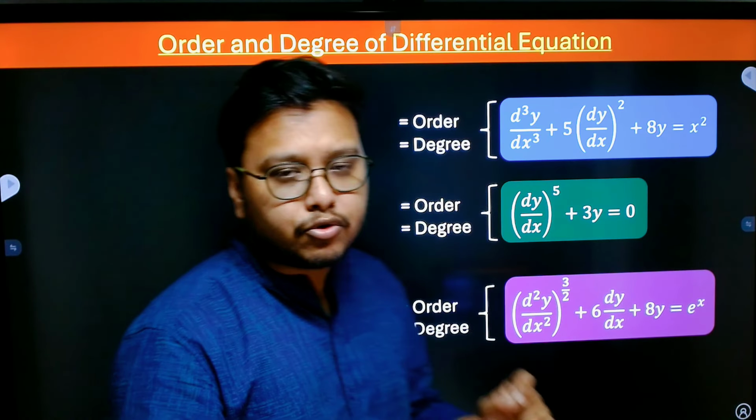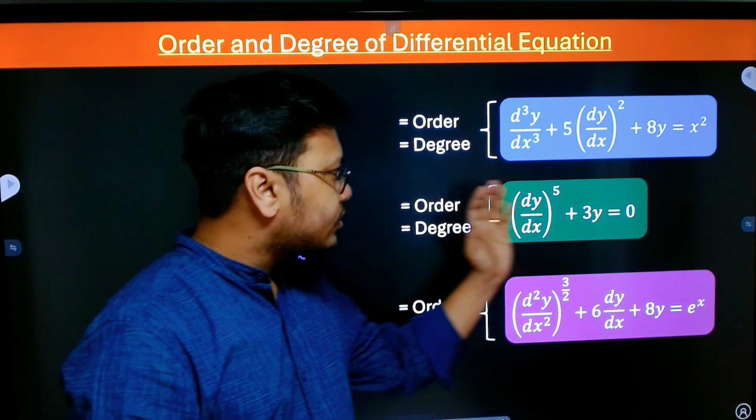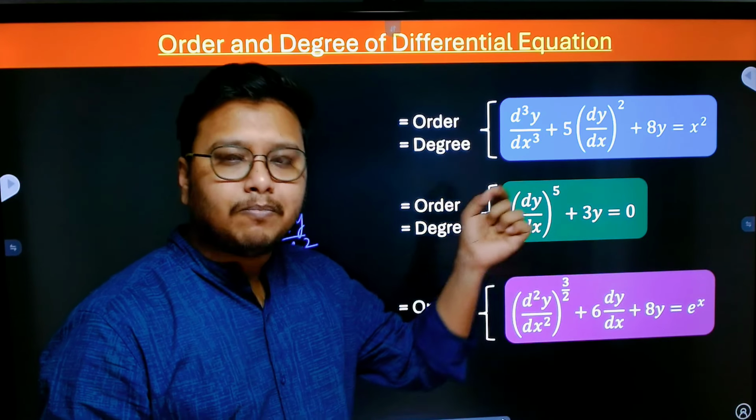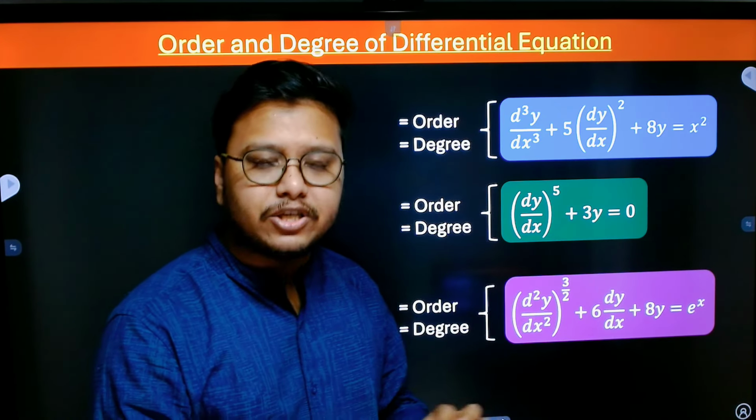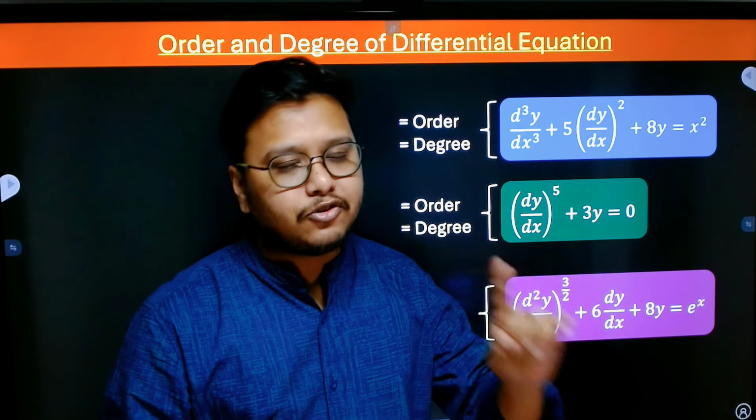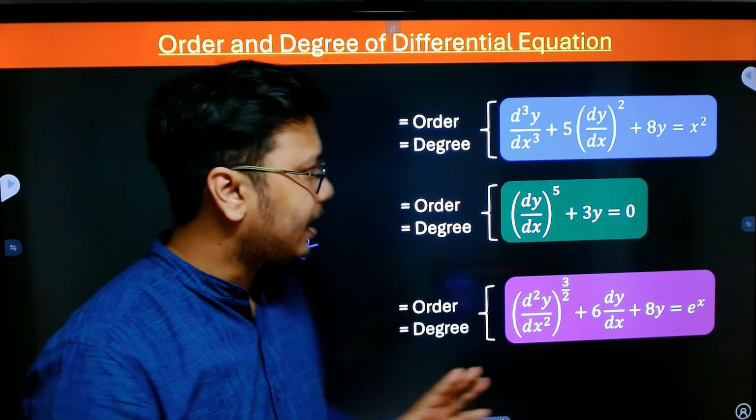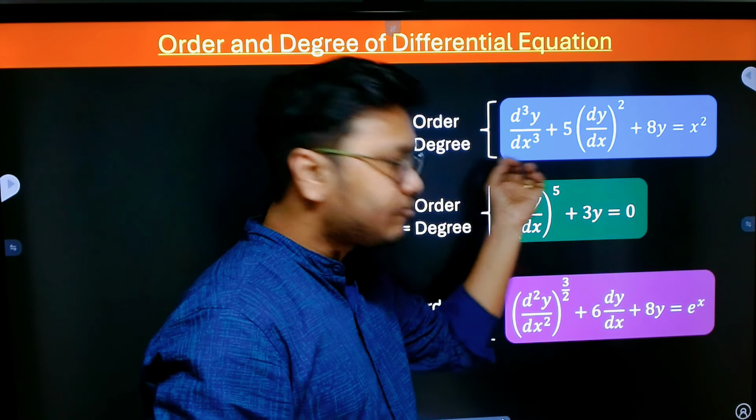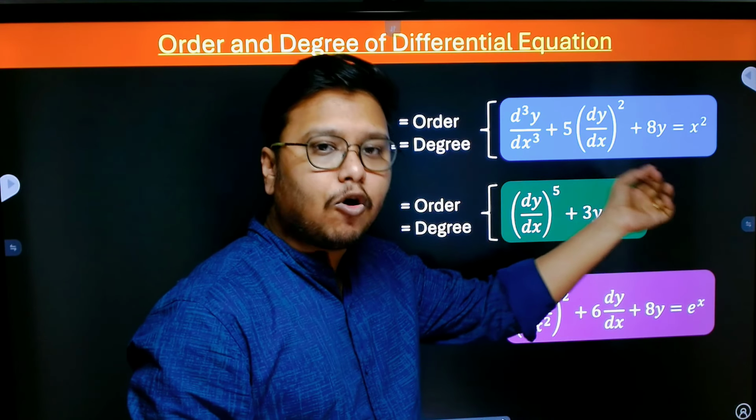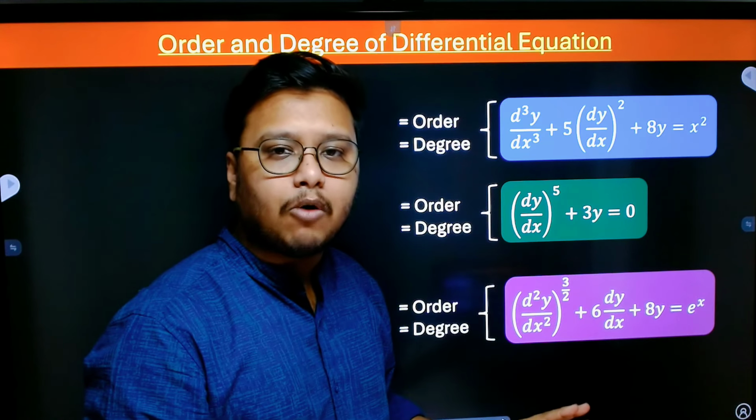The very first rule is that in the differential equation, the derivatives must have integral power. That means the powers must be integers, they cannot be fractions. That's the very first thing we need to keep in our mind. So here I can see that all the powers of the derivatives are in the form of integers. So we have integral powers of the derivatives.